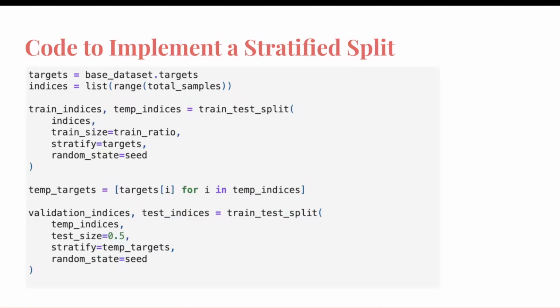Okay, and then next, the code that we did to implement the stratified split was over here. All we had to add was the stratify parameter equal to targets and stratify equal to temp targets in our CNN model.